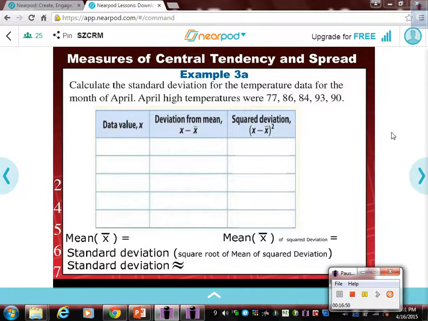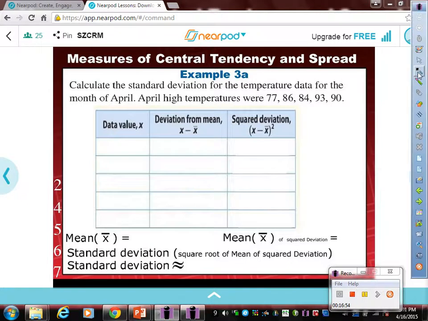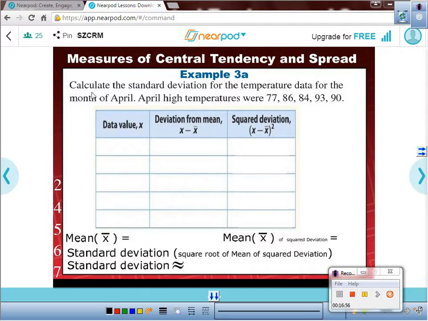All right, here we go. So here they give us the values of the highest temperatures so far in April, and they give us 5 of them: 77, 86, 84, 93, and 90. What is our first step always? Arrange from lowest to highest. So let's do that on the first row, on the first column. 77, 84, 86, 90, and 93.